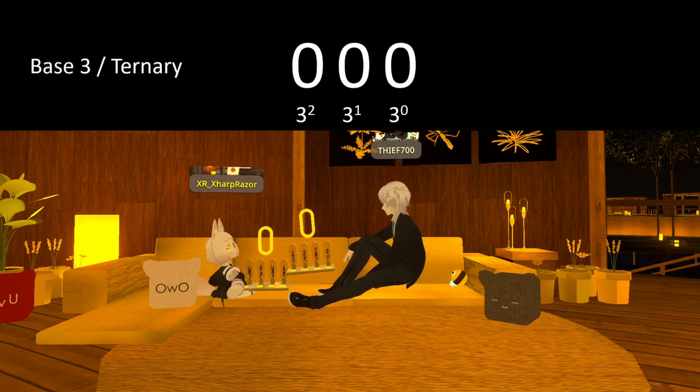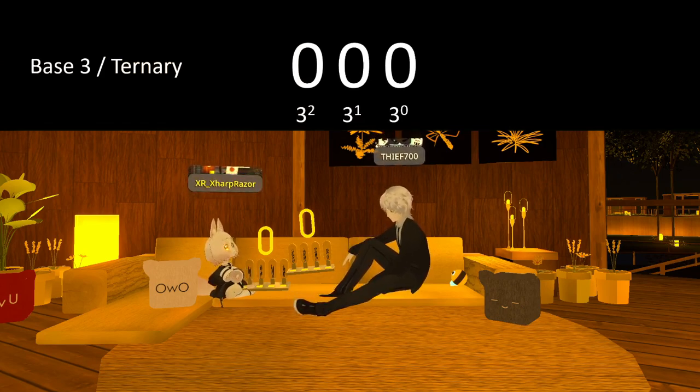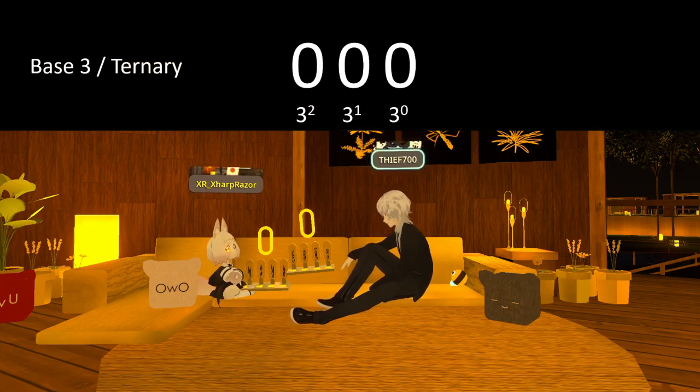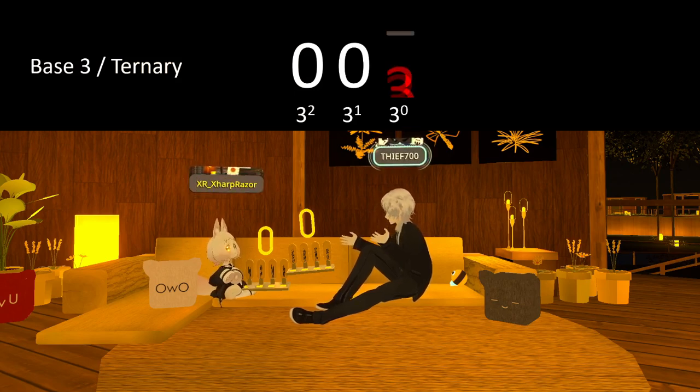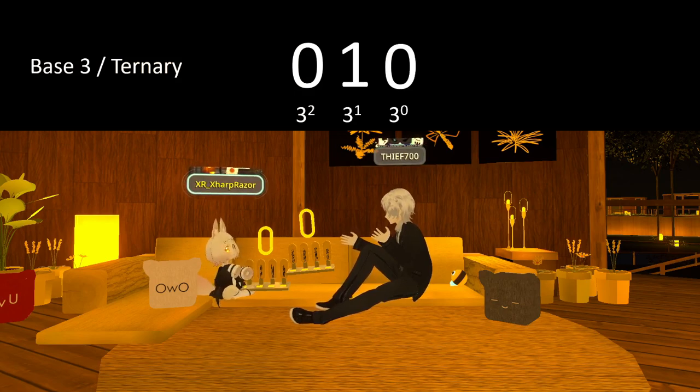So 0. In base 3, count from 0 to 10, just to see if you get it. 0, 1, 2, and then 1, 0 again. Yes, there you go. And then?